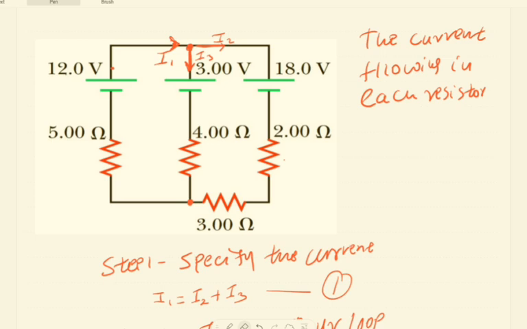Now we have loop 1. Loop 1 is this, and another loop here is loop 2. So we also have another loop. Of course this one is outside the circuit, it goes this way, so in fact we don't need this loop.